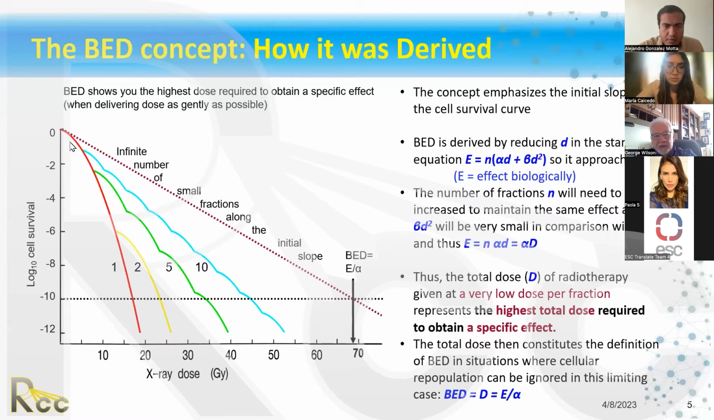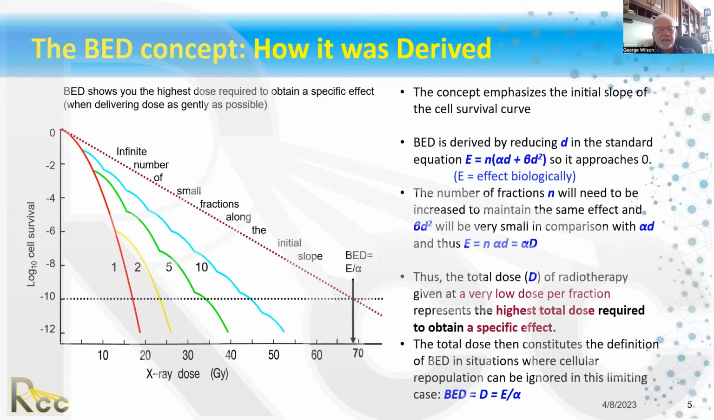So here we have some survival curves: a single dose, 2 fractions, 5, 10, and you can see that every time you fractionate, you're really recapitulating or repeating the shoulder of that survival curve. So the concept of the BED is that if you gave an infinite number of small fractions, you would get a line like this, which would eventually cross an effect level, and often it's 10 to the minus 10 log cell kill. And this would then be the biologically effective dose.